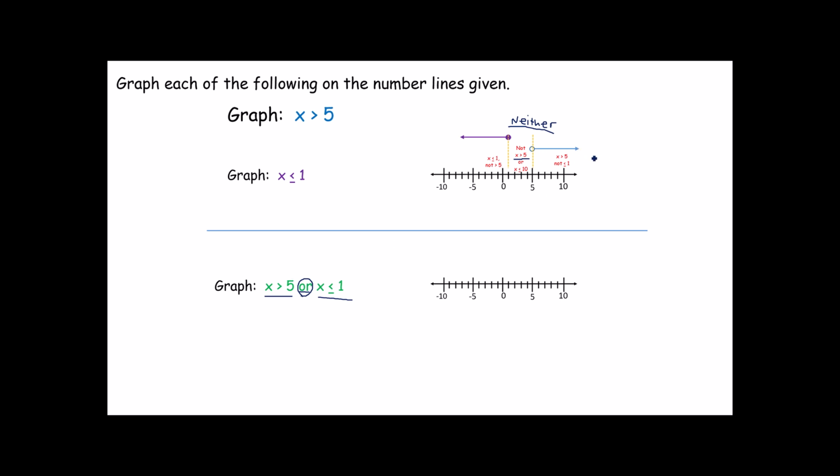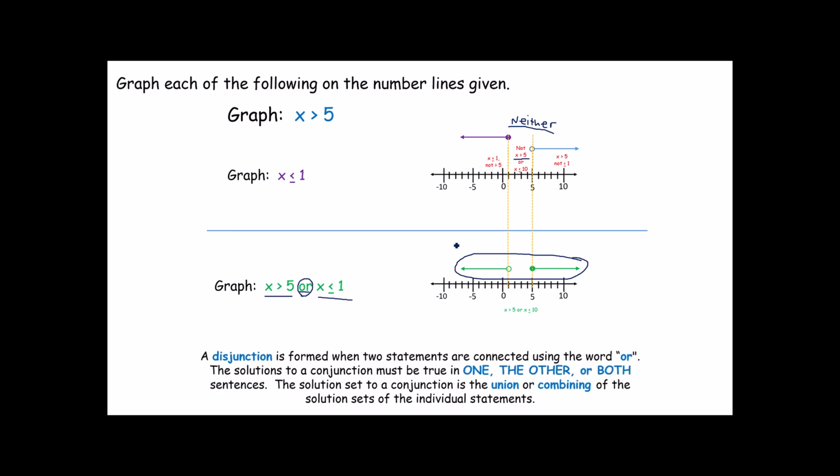Notice this blue line up here are things that are greater than 5. The purple are the things that are less than or equal to 1. As long as my value falls in either data set, it is considered to be acceptable. So when I bring this down, I'm going to have everything from my blue line. I'm also going to have everything from my purple line. The solution to my disjunction is the graph you see in front of you. Both of these green lines, as long as we meet one condition or the other, it is deemed to be acceptable.